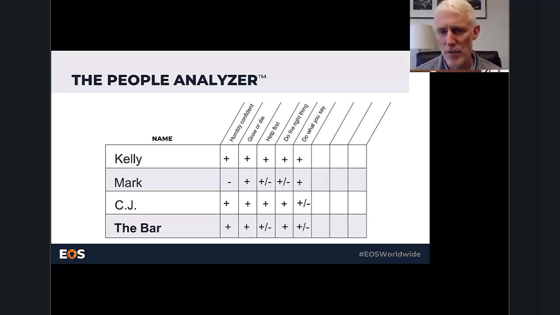The next concept for this, the next step, is we're going to create something we call the bar. And this will be unique to each organization. This is unique to you. And the bar is simply, what is the minimum standard that you will tolerate? You will get the behaviors that you tolerate. What is the minimum standard?